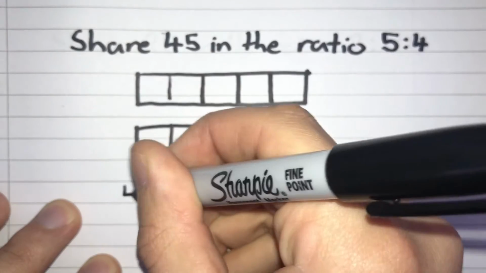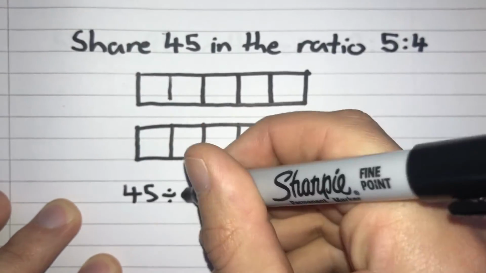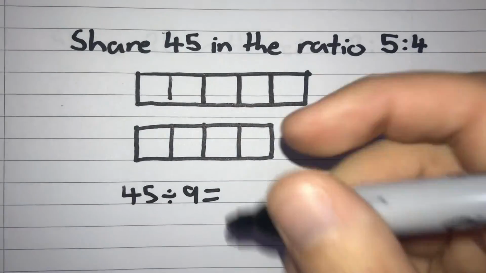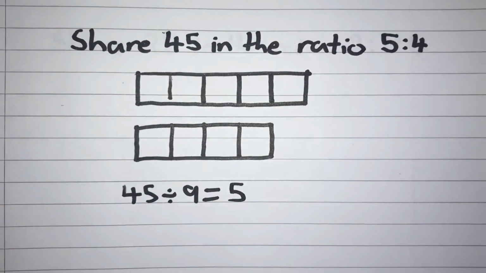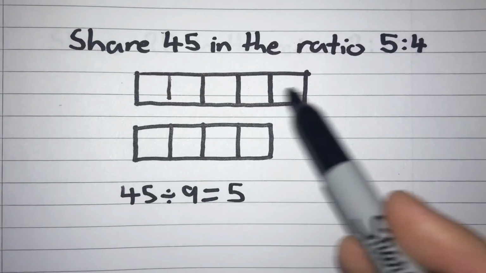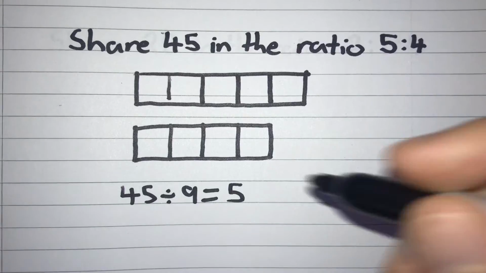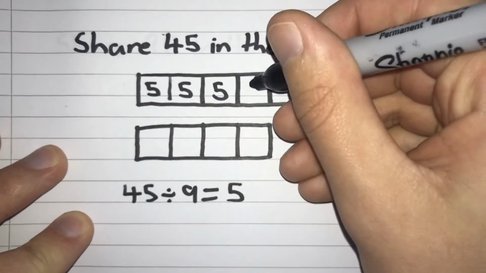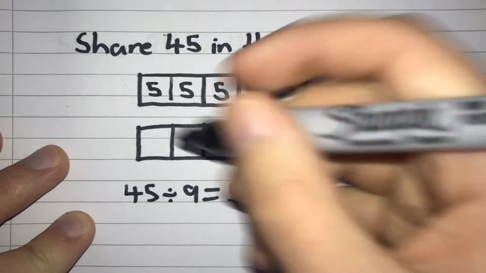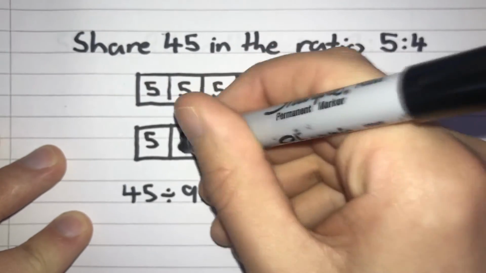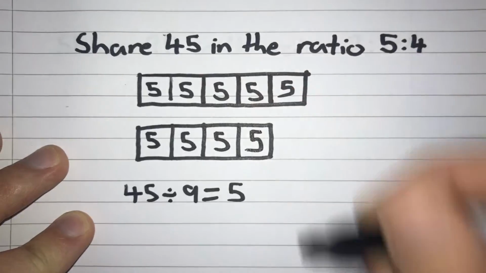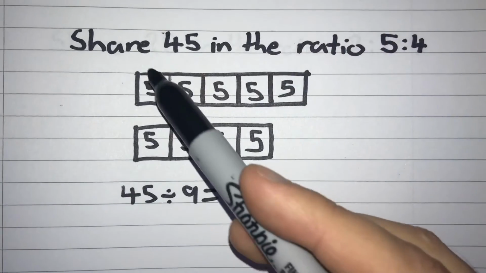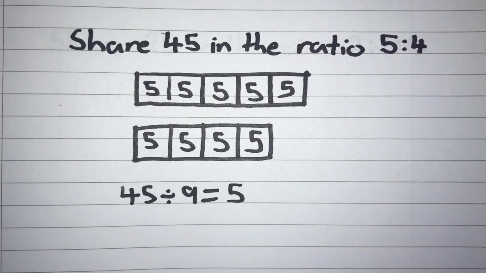So we could do 45 divided by 9. If we did 45 divided by 9, that would give us an answer of 5. So each one of these boxes, each one of these parts of our 9 is going to be worth 5. So 5, 5, 5, 5, 5, and then our 4 parts, so it's going to be 5 as well. So then we can work out what we've got in total for each of these 2 bars.